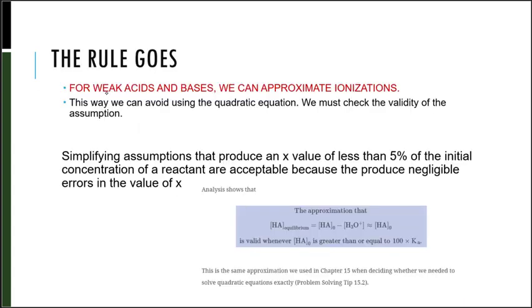So continuing off what we just said, for weak acids and bases, we can approximate ionizations. That way we can avoid using the quadratic equation, but we have to check the validity of the assumption. Simplifying assumptions that produce an X value of less than 5% of the initial concentration of a reactant are acceptable because they produce negligible errors in the value of X. Again, we can do this whenever the original concentration of the weak acid is greater than or equal to 100 times the value of Ka.